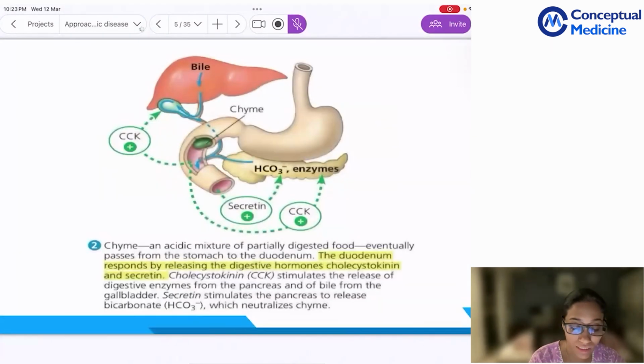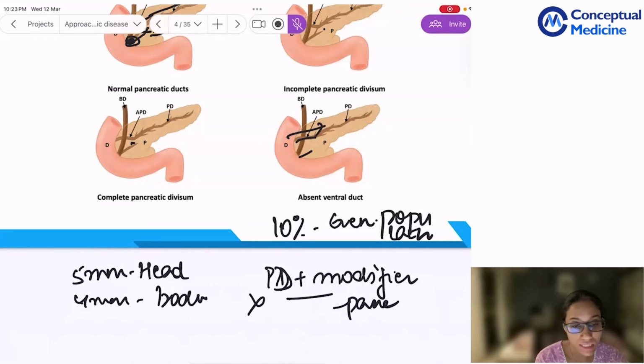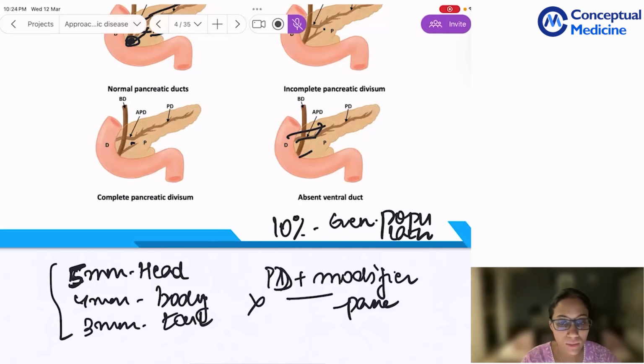Okay. Now, what are the dimensions of the duct? That is another important thing. You have to know the dimensions of the duct, because only if it goes beyond that can you say the pancreatic duct is dilated. The head is about 5 mm, the body about 4 mm, and the tail about 3 mm. So if your tail is more than 3 mm, you say the pancreatic duct is dilated. And if your head is more than 5 mm, it may be a significant dilatation of the duct. So that is what we have to know about the anatomy of the pancreas.